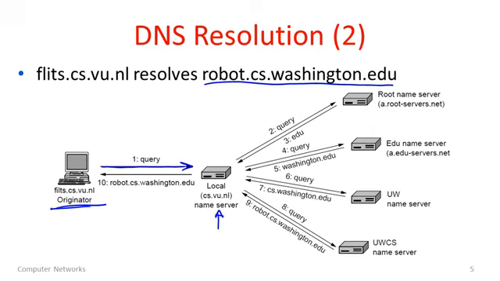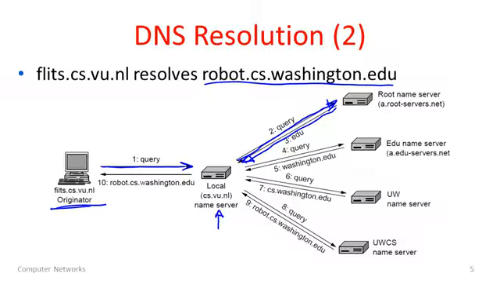Now, if the local name server is just doing this at the beginning and it knows nothing about robot.cs.washington.edu, it will do what we suggested and go to the root with a query saying, hey, I want to find out the IP address of robot.cs.washington.edu. What can the root name server do? The root name server is sending a reply here. The reply says edu. What that really means is the root name server is going to say, well, I don't know what the IP address of robot.cs.washington.edu is, but I can tell you who the name server is for .edu. And you can go and ask them.